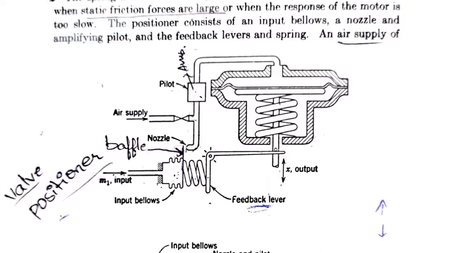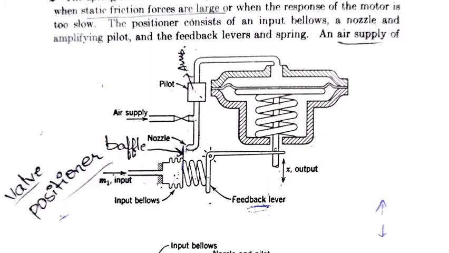The pilot is nothing but an amplifier circuit. It will amplify the pressure of that input air supply. To move the diaphragm down, we need more pressure, so we connect the air supply to the pilot, which amplifies its pressure. Whenever the pressure of the air increases, it can move long distances.